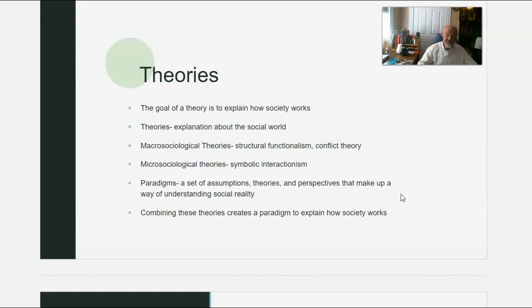A macro-sociological theory might be, there are 2 that we tend to focus on, structural functionalism and conflict theory, which we'll go into in just a moment. A micro-sociological theory is symbolic interactionism, how we construct the world through our everyday interaction. We also look at rational choice theory as well. It's not included here, but we'll talk about that in a bit.